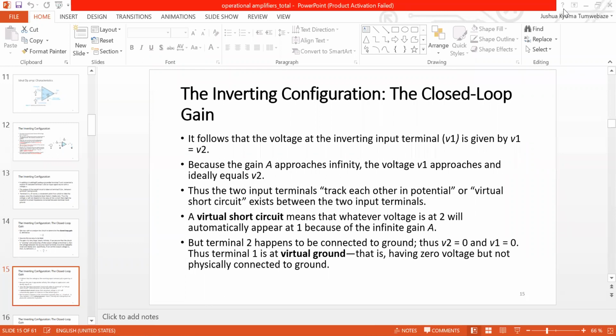So we can talk about the two input terminals tracking each other in potential, or we can say that there exists a virtual short circuit between the two input terminals, okay? Virtual short circuit means that whatever voltage is at terminal 2 will automatically appear at terminal 1 because of the infinite gain A, okay? It is virtual because it is not a physical connection.